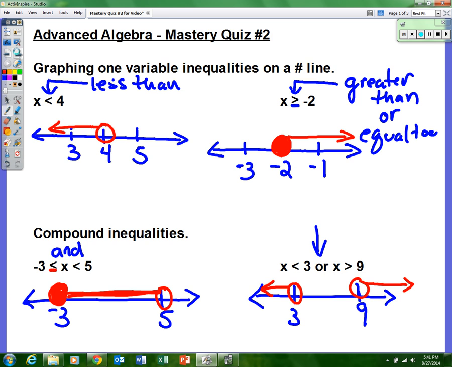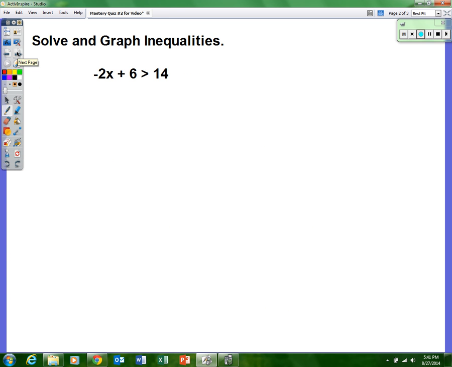Now, let's solve this inequality. Just like when we solve equations, if you want, you can put a line down from the inequality. But remember, that is negative 2x plus 6 is greater than 14. Don't start putting an equal sign in there. But we can imagine that it's an imaginary equal sign. But we're going to use the inequality.